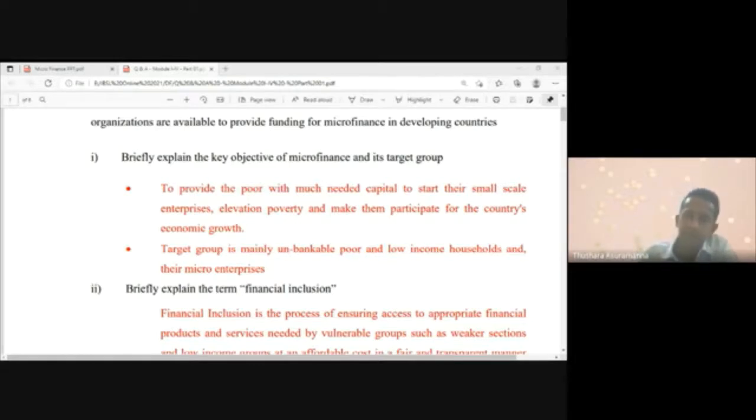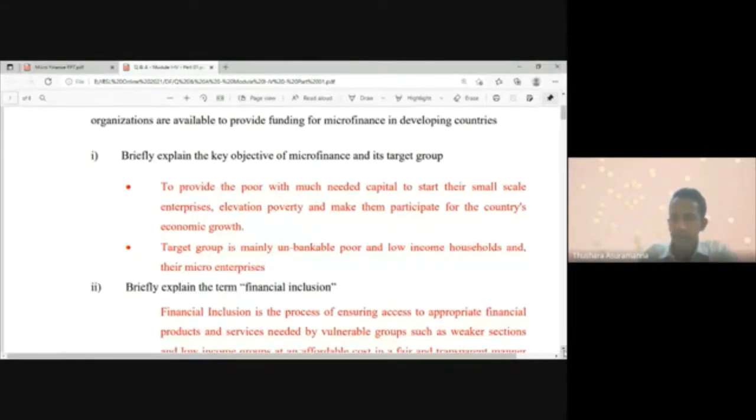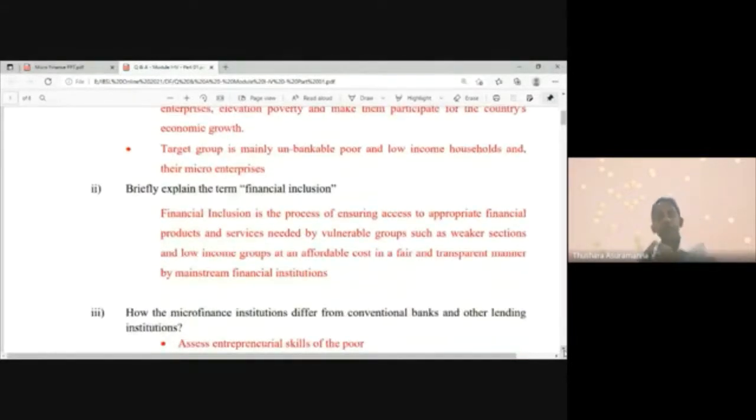Hope you understand. Right. If you have any questions, ask me, and if you want further explanation, I will explain happily. Then they ask about financial inclusion. This is the first time we are hearing this, because in the question itself they talk about financial inclusion. What is financial inclusion? It is the process of ensuring access to appropriate financial products and services needed by vulnerable groups such as weaker sections and low-income groups, at an affordable cost and in a fair and transparent manner, by mainstream financial institutions. So this is the definition.